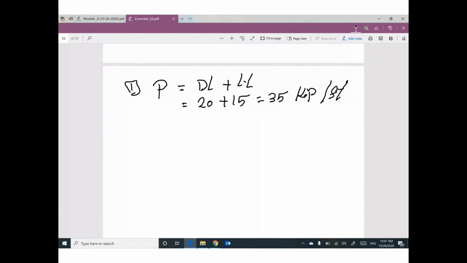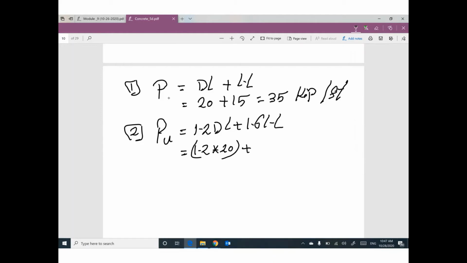Second step: what is the ultimate total load? 1.2 dead load plus 1.6 live load. 1.2 times 20, 1.6 times 15. Your answer will be 48 kips per foot.